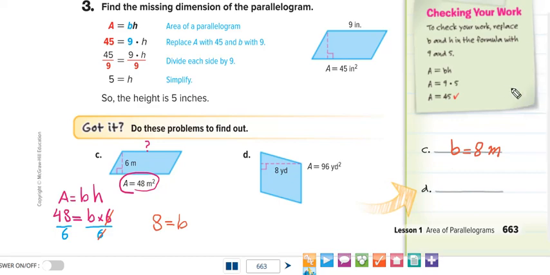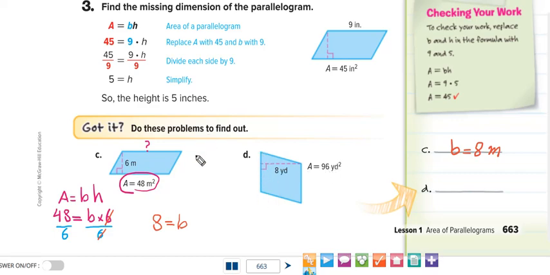Now, has anybody reached the solution for this one? You can find it mentally, by the way. The area is 96, so this is the height. So 8 times what will give you 96? Of course, 8 times 12.